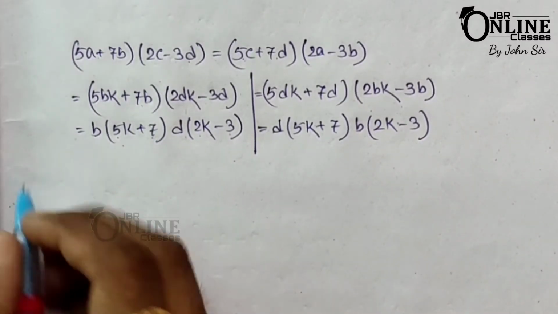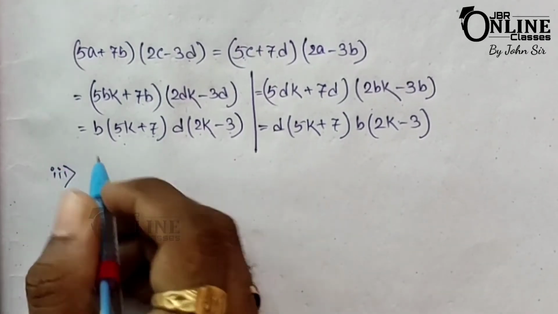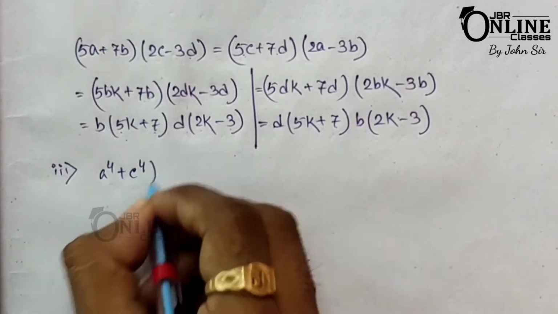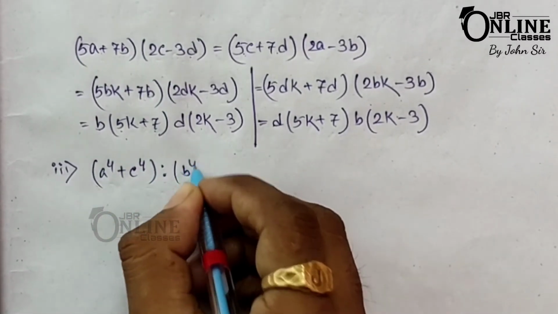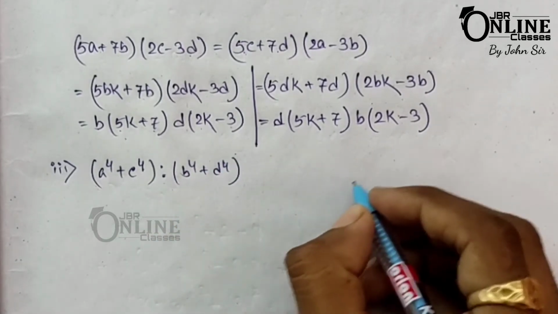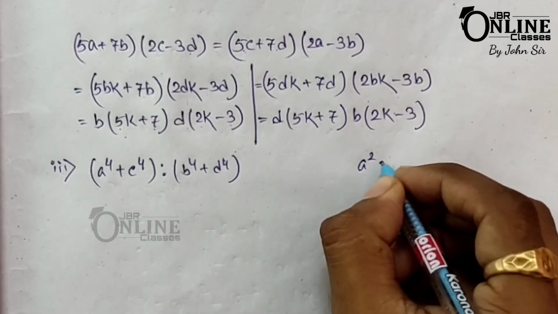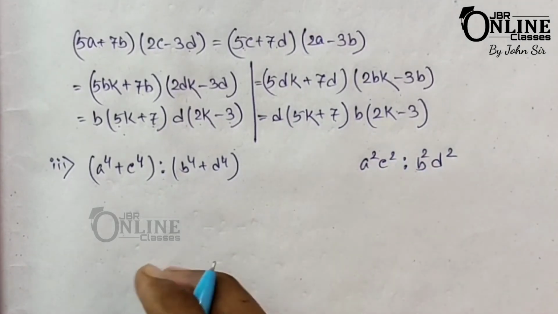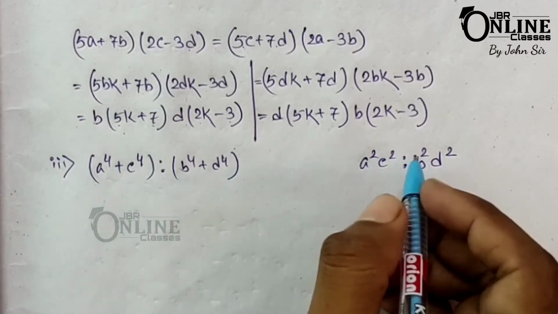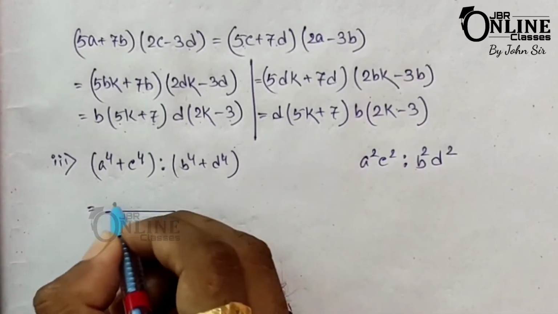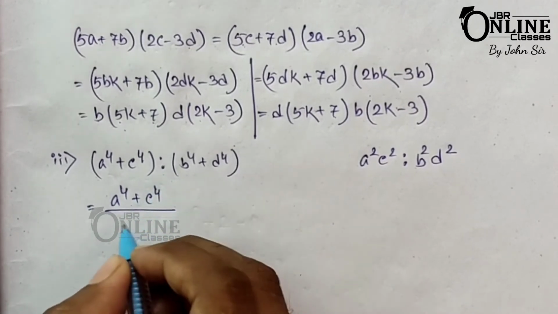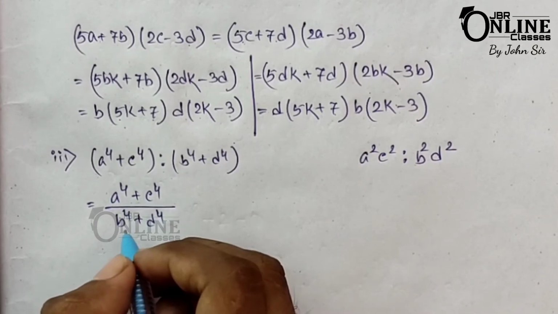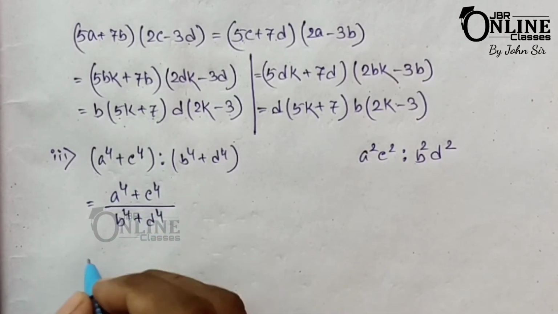Now next part. So here in sum number 19(3), a to the power 4 plus c to the power 4 ratio b to the power 4 plus d to the power 4. Now you have to prove that in the right hand side, a square c square, that ratio b square d square. Okay, so first I'm going to solve the left hand side, then I'm going to solve the right hand side. So here you can write this as a fraction. So a to the power 4 plus c to the power 4 divided by b to the power 4 plus d to the power 4.